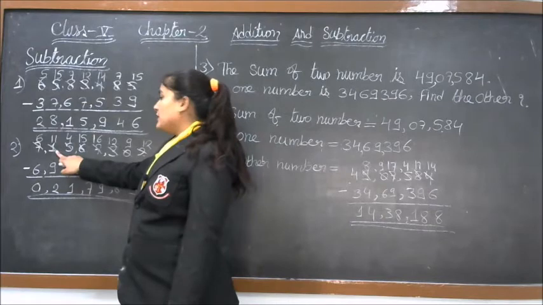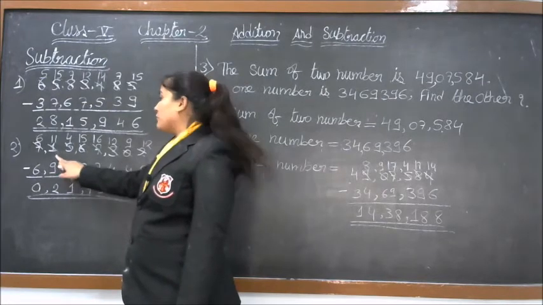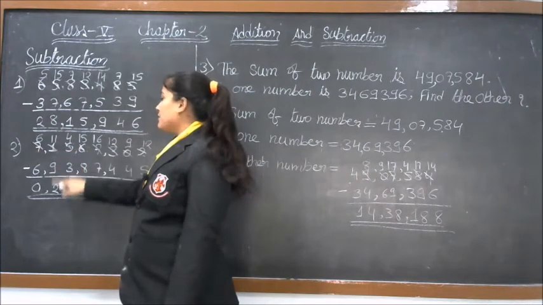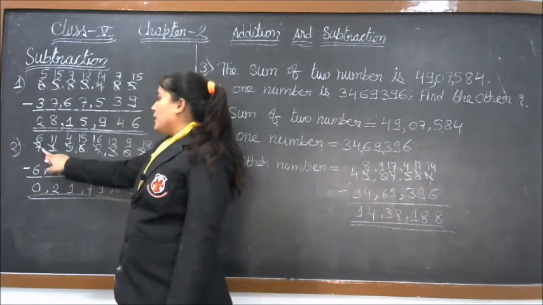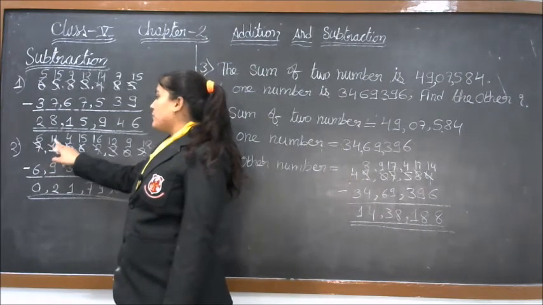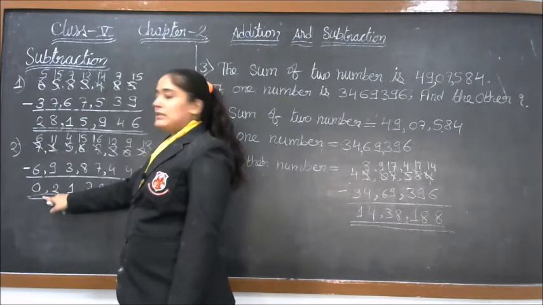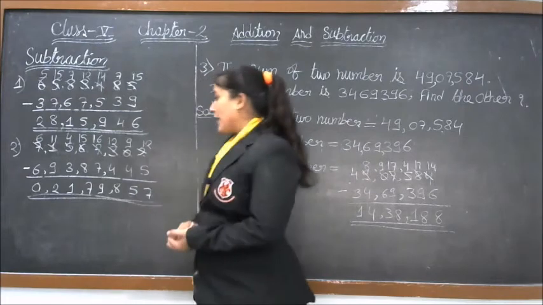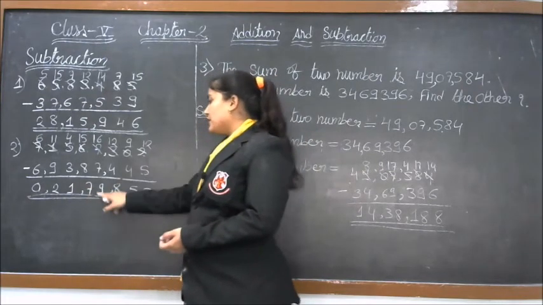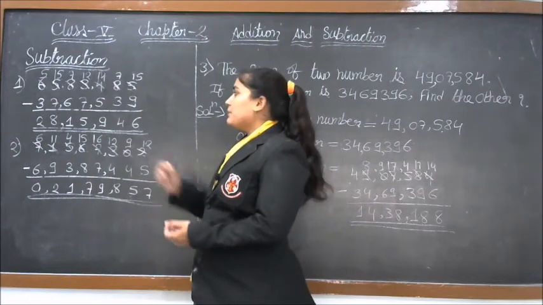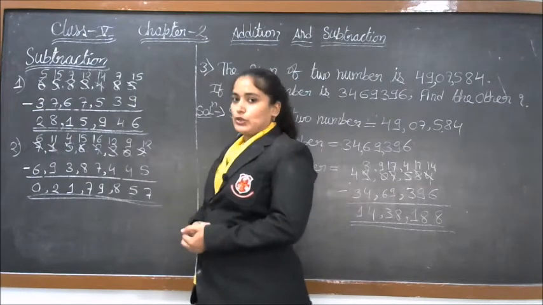Now, it is 1 minus 9. It is not possible. We take 1 from here. 11 minus 9 is 2. Now, we take 1 from the 7 here. So, what is left here? 6. 6 minus 6 is 0. So, your final answer is 21,79,857. This type of question is solution based.